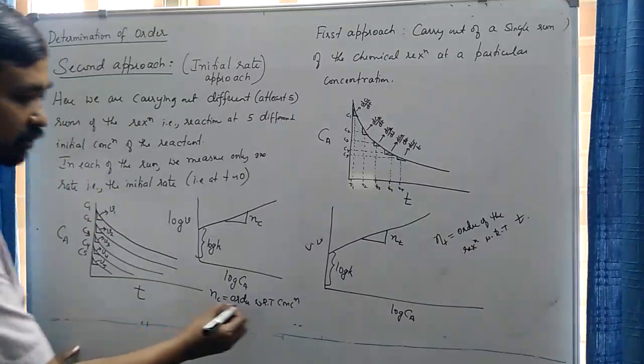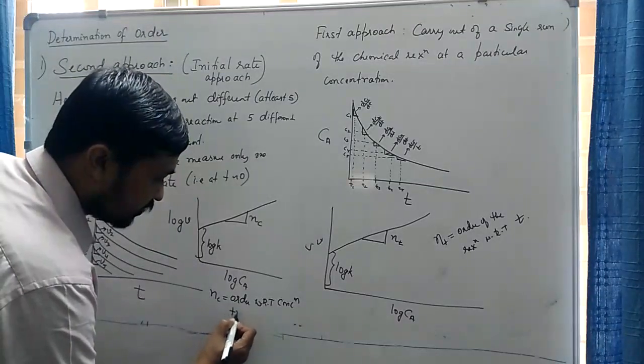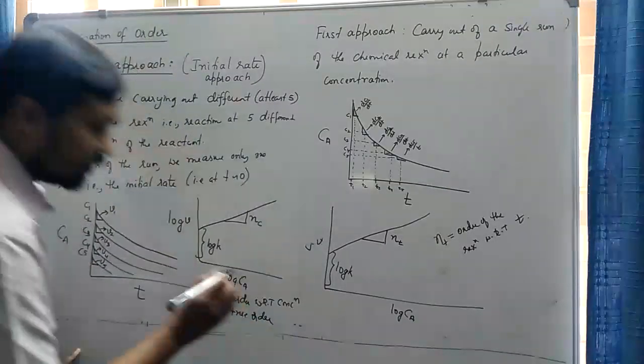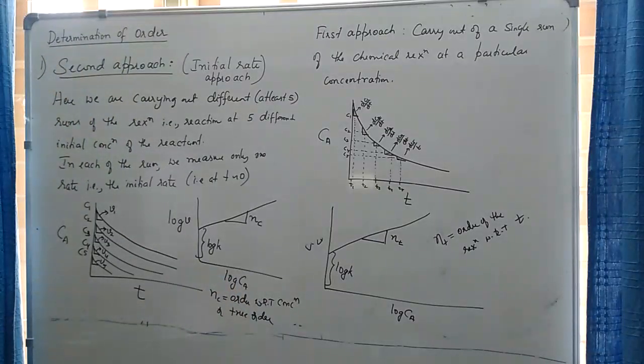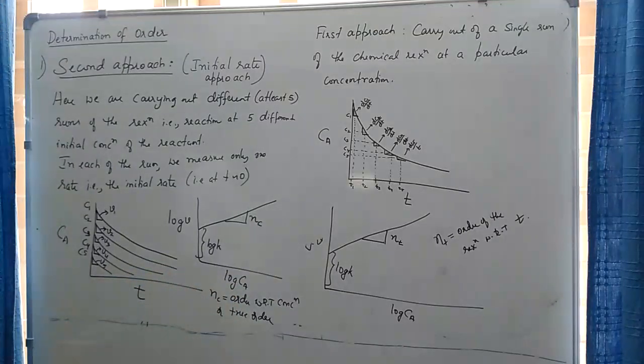So this is called as order of the reaction with respect to concentration, which is also called as true order. Okay, NC is called as the true order of the reaction, because when we are finding out the value of the true order of the reaction, the influence of the product or any other intermediate species is very less. So this is the true order of the reaction.